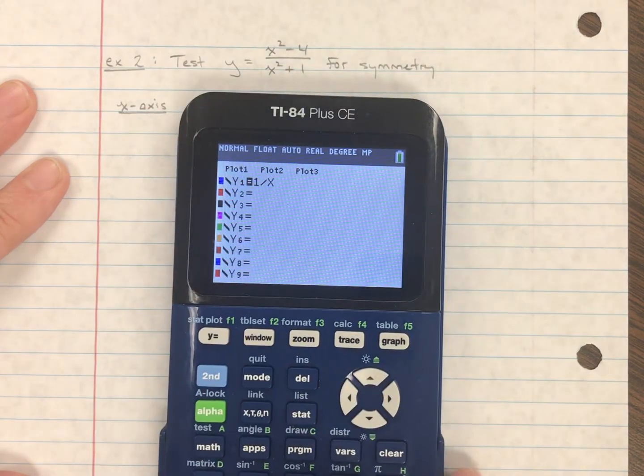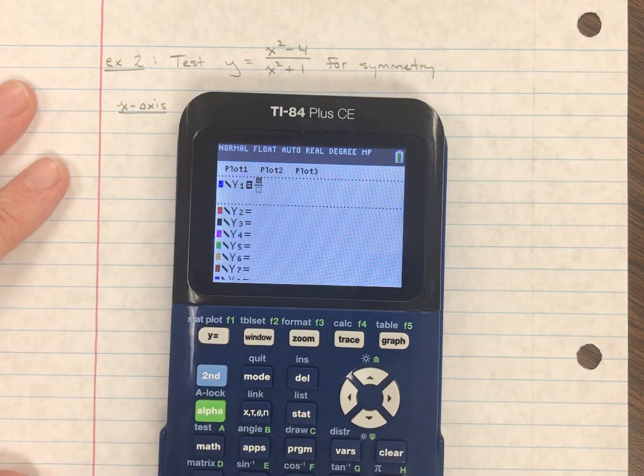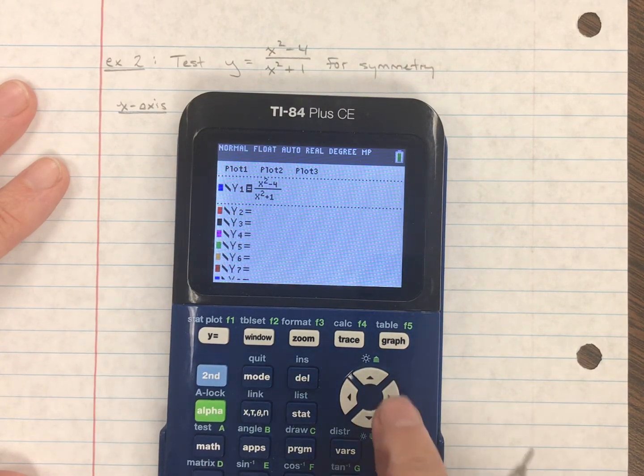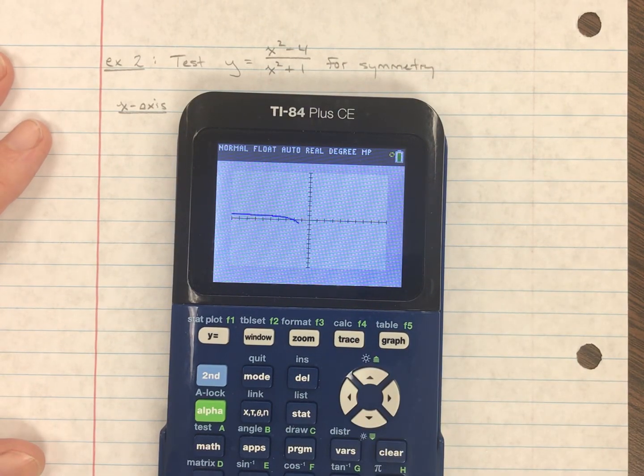So y equals, let's clear this. I'm going to use my fraction bar. So x squared, what can we expect? x squared minus 4 in the numerator, x squared plus 1 in the denominator. Let's press graph. So here is that.